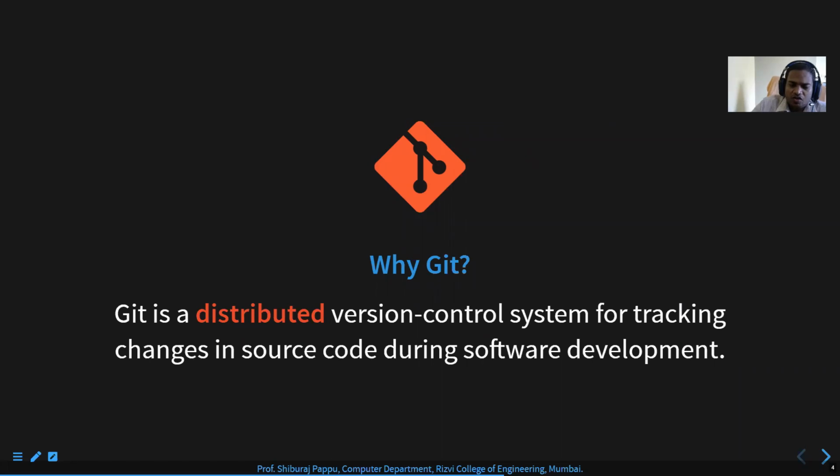Now, what is Git basically? Git is a distributed version control system for tracking changes in source code during software development, right? The main important point that I've highlighted is distributed. Now, what is distributed? That you will understand in the next slide.